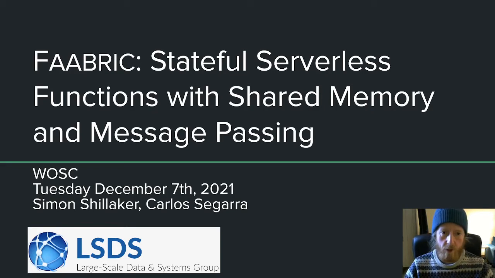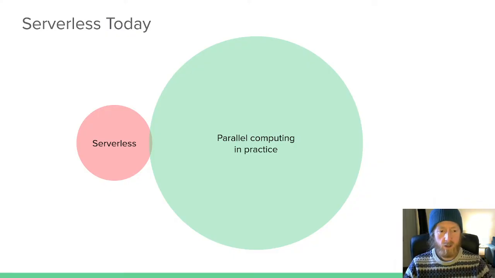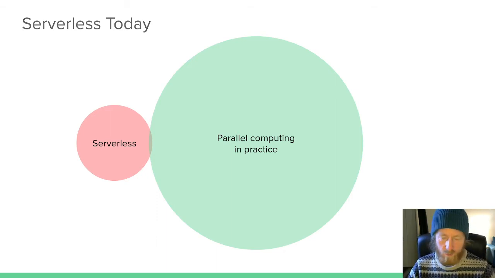Hi everyone, I'm Simon and I'm going to be talking about Faabric, stateful serverless functions with shared memory and message passing. So if we look at the Venn diagram of serverless today, we've got parallel computing in practice, i.e. this huge green blob on the right, and then actual serverless on the left.